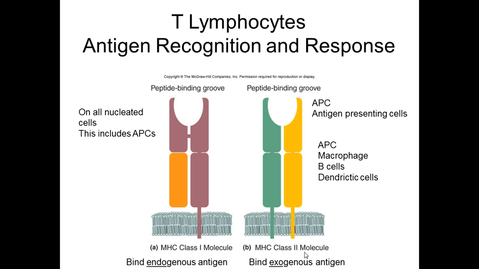Now, this doesn't mean that they don't have class 1. They do. If a virus gets inside of them, they can present via class 1, because there's a different mechanism, which you'll see in a moment, between class 1 and class 2. It has to do with what type of antigen we are dealing with. Is this something you gobbled up, or is this something that got inside of you?